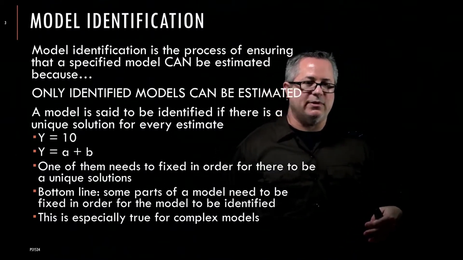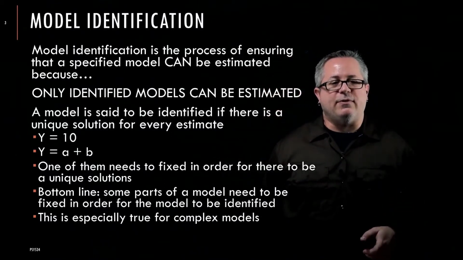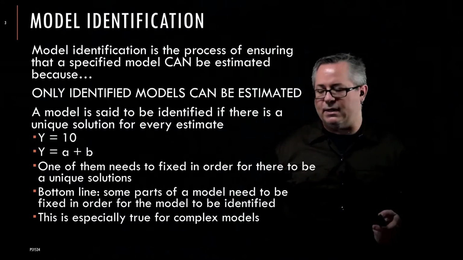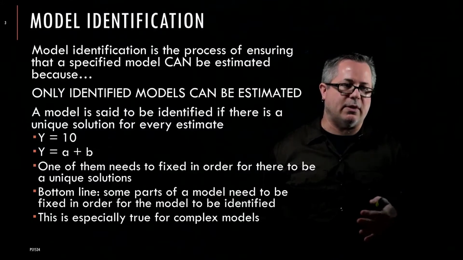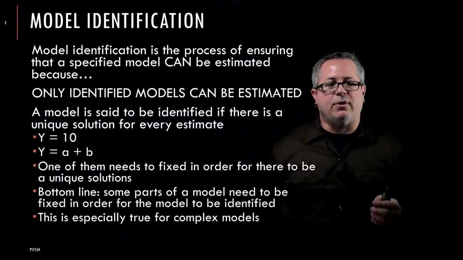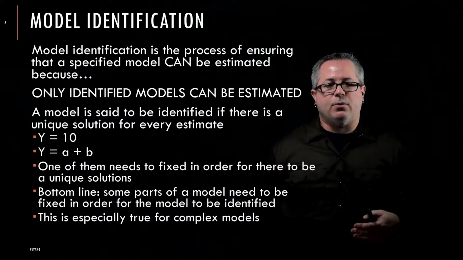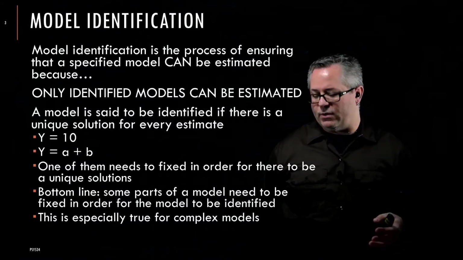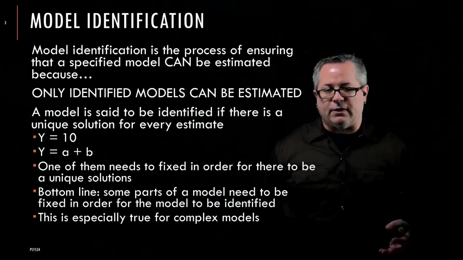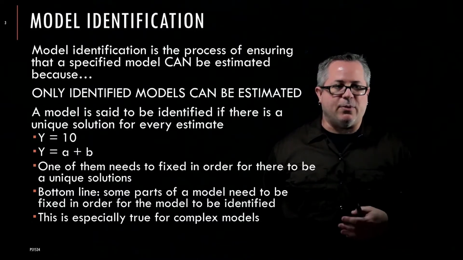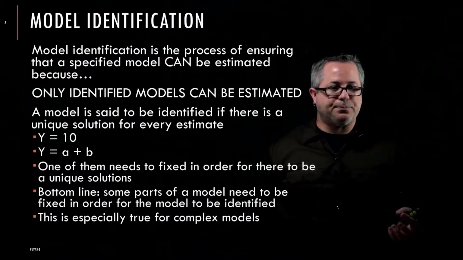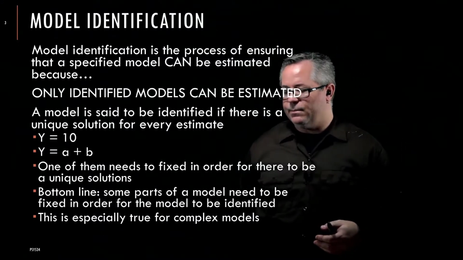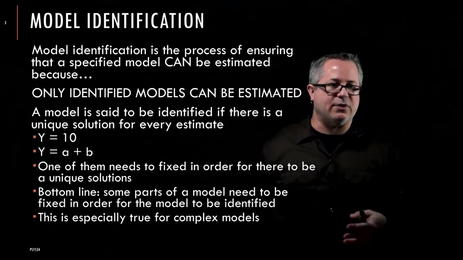A model is said to be identified. There are actually lots of rules, okay? But in general, it's identified if there is a unique solution for every estimate. So if y equals 10, and 10 is the only thing you can estimate for that, then great, that's identified. When you have y equals a plus b, in order to do that, you have to decide which one of those you want to actually estimate. I can estimate either a or b, but I can't estimate both, because I have to fix one and estimate the other. I can't do both simultaneously, or there's essentially an infinite number of solutions that can go into that.